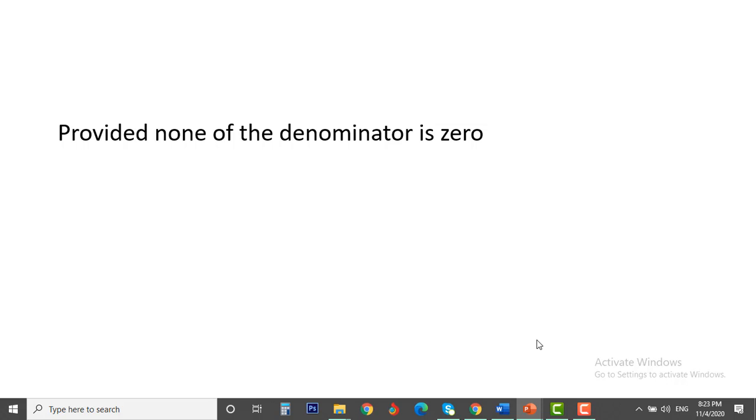Now there is an important thing in harmonic progression: the denominator should not be equal to 0. If for any reason the denominator is 0, then for harmonic progression we cannot work accordingly. So provided none of the denominators is 0, it's one of the important conditions for harmonic progression.